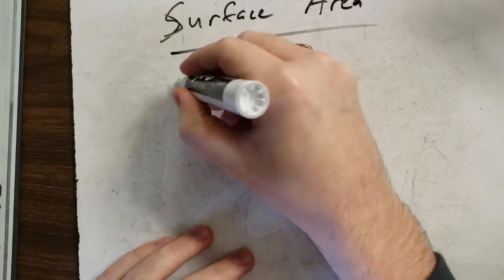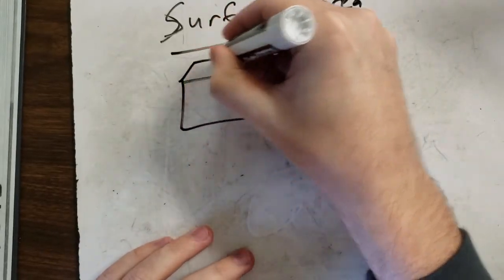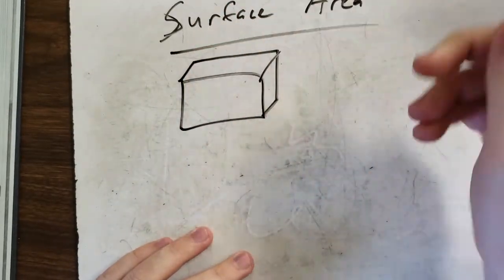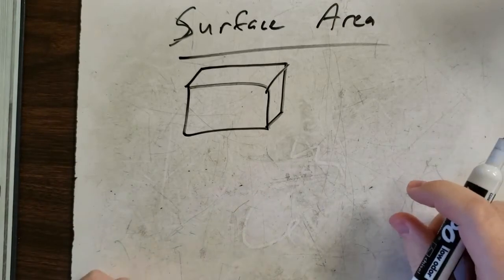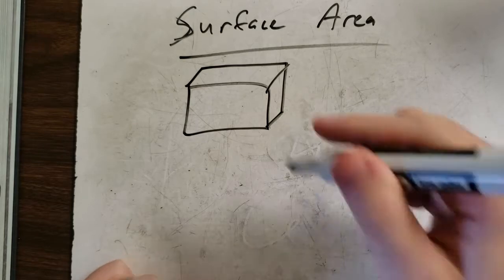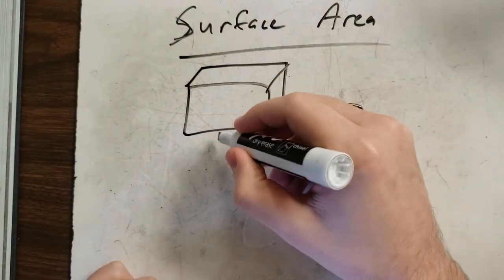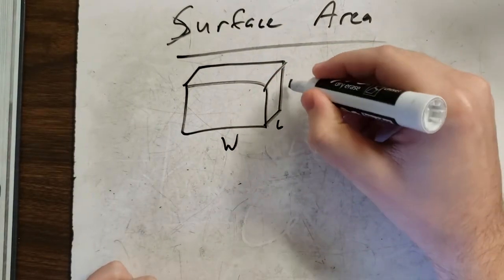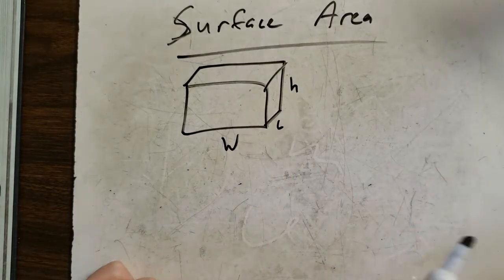So, drawing, right? There's your box, a rectangular prism, okay? If you want to label it, you can label it as width, length, and height, if that's how you want to do it.